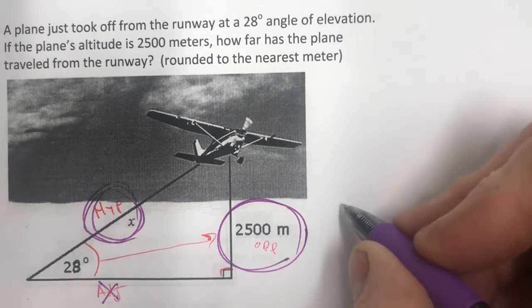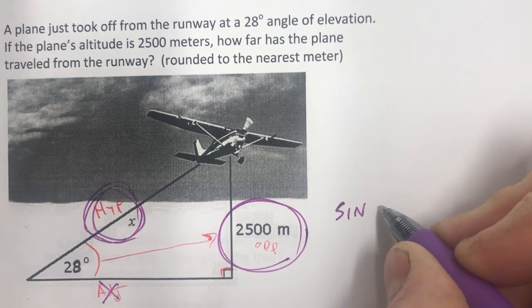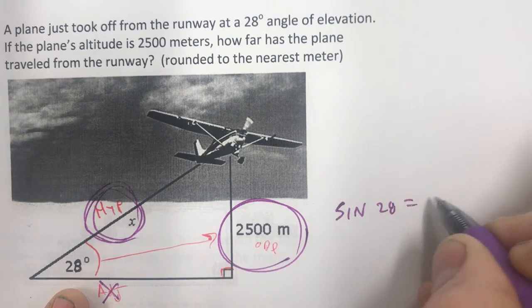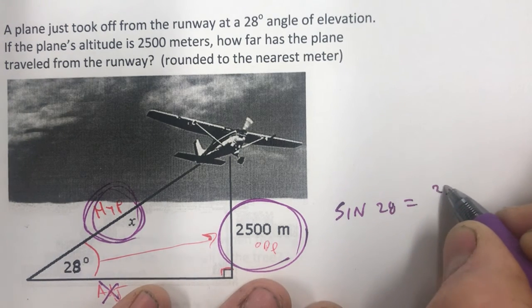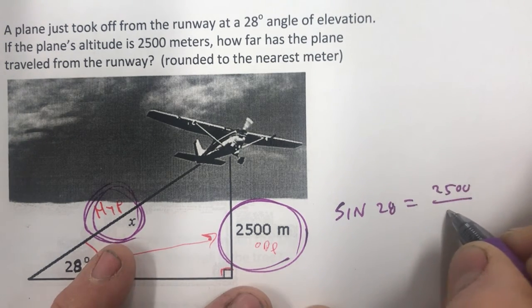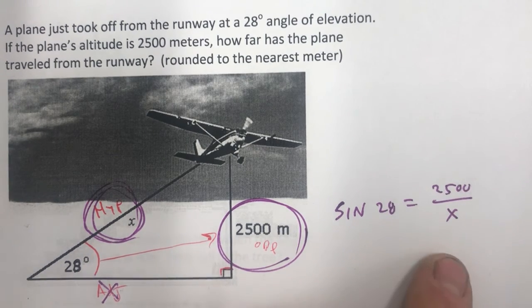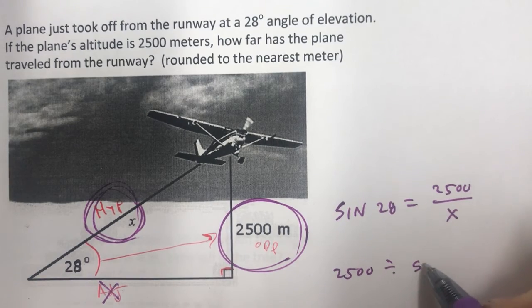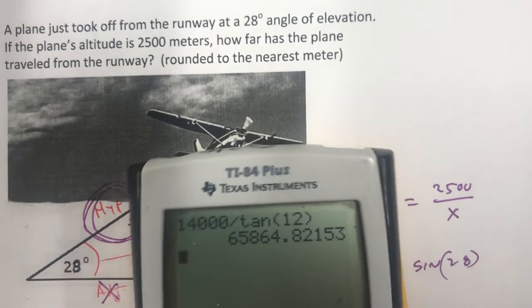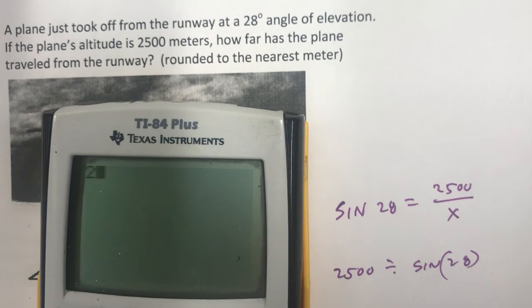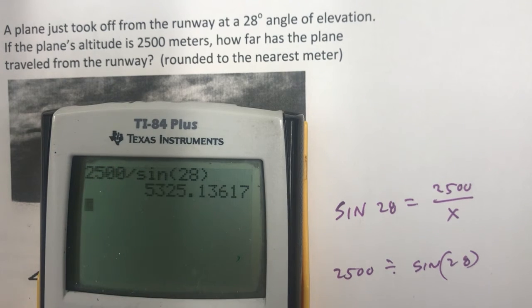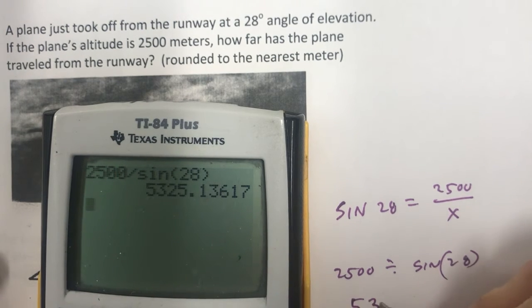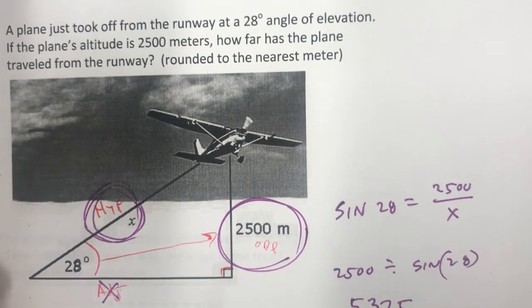This is sine. So sine of 28 equals the opposite, 2,500, over the hypotenuse, which is X. And since X is on the bottom, we divide: 2,500 divided by sine 28. And this will get 53.25. That's how far the plane has traveled.